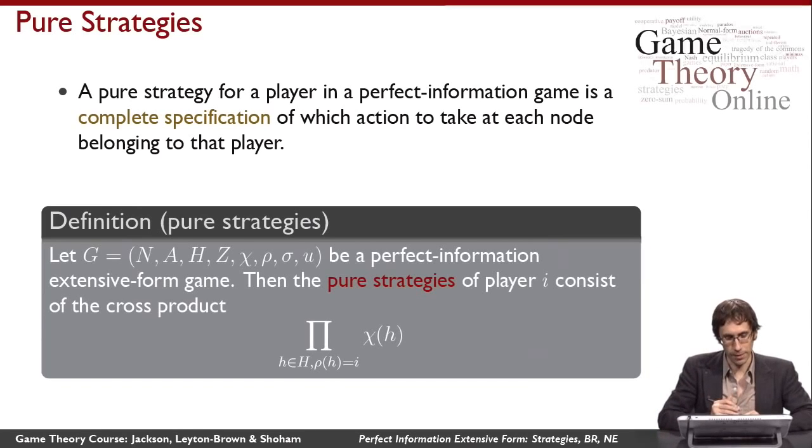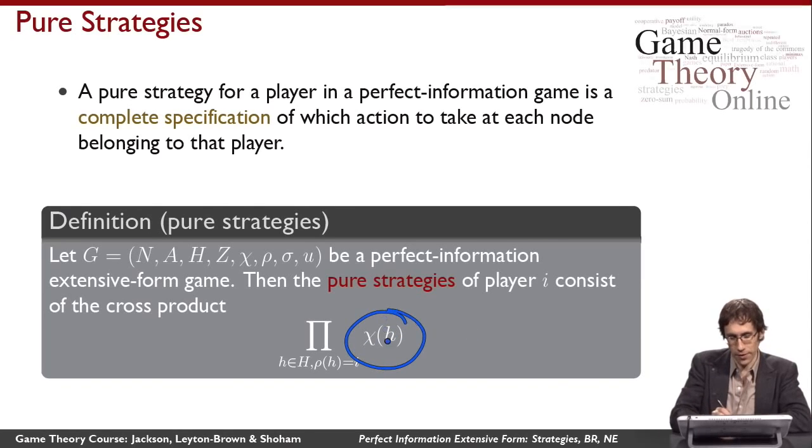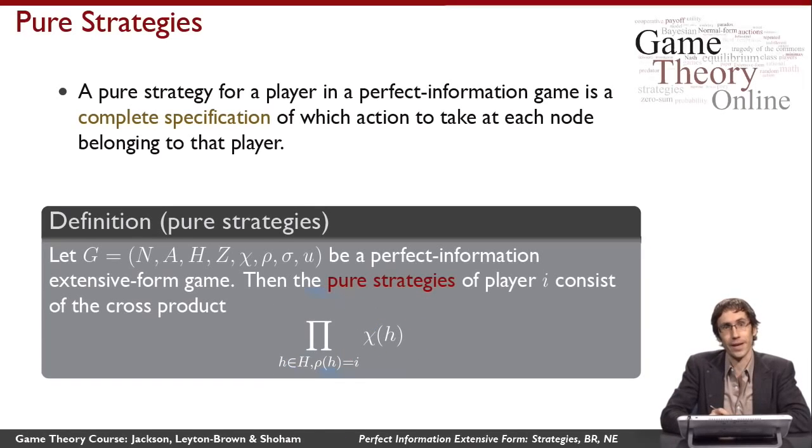If we say this formally in math, the pure strategies of a player in a given perfect information extensive form game are the cross product of the action sets for that player. So if we look at the sets of actions that are available at every choice node for the player, the set of pure strategies is then the cross product of those sets across all of the choice nodes at which that player gets to make a decision.